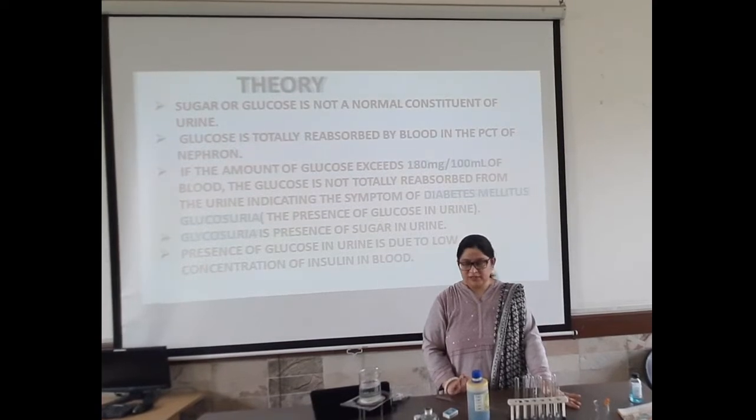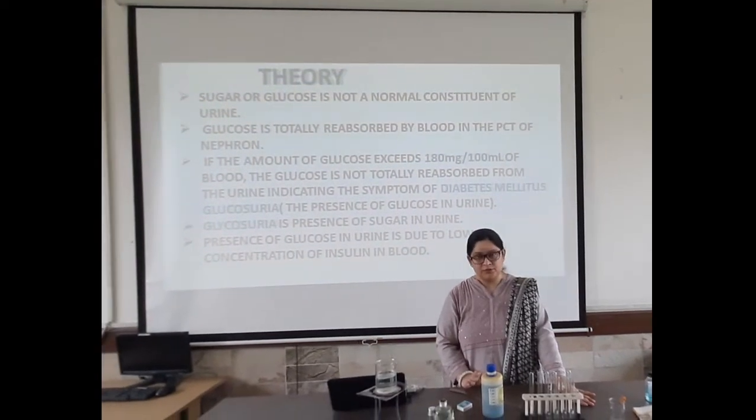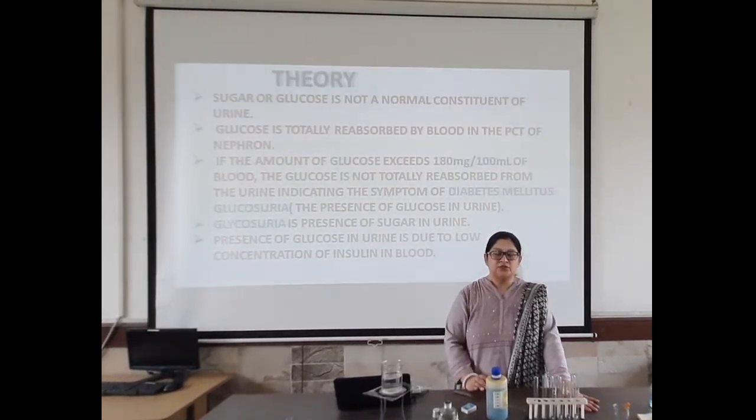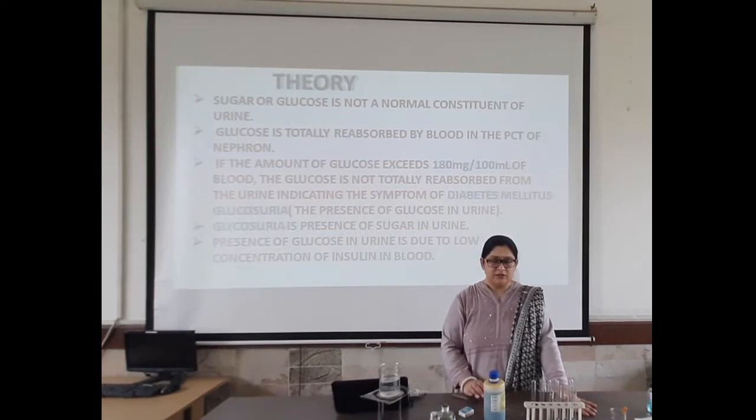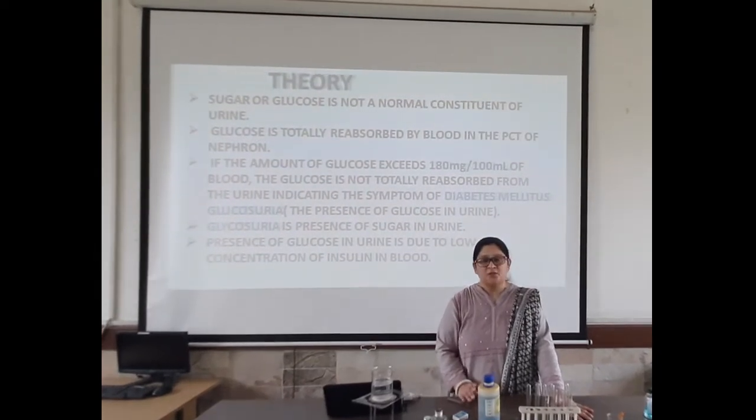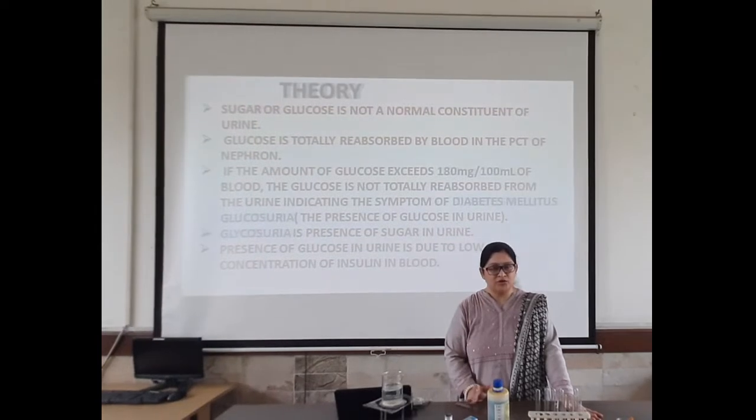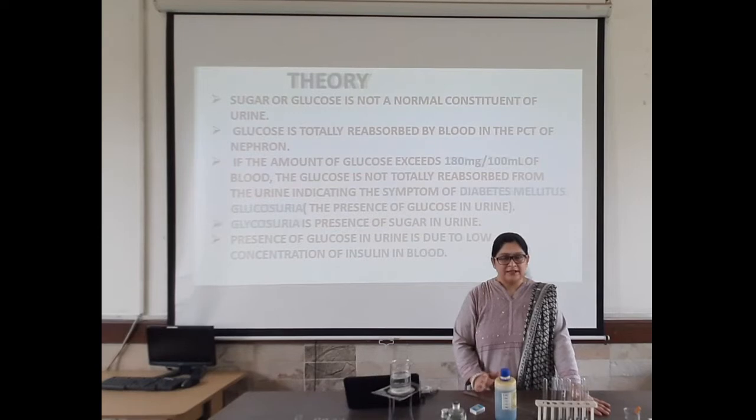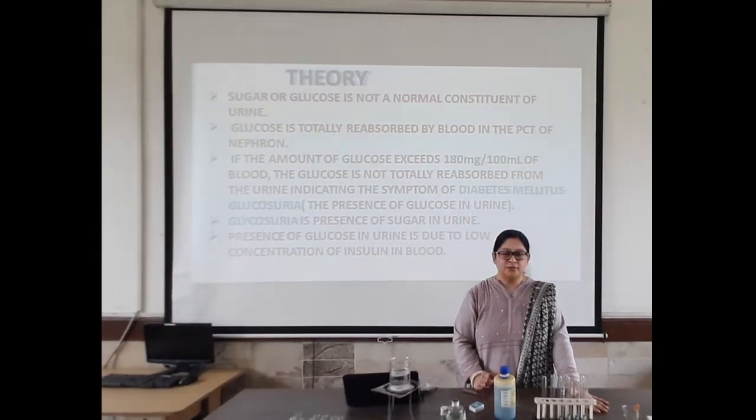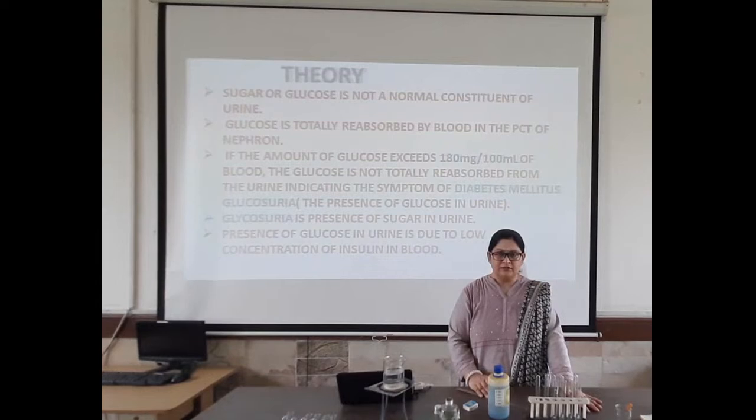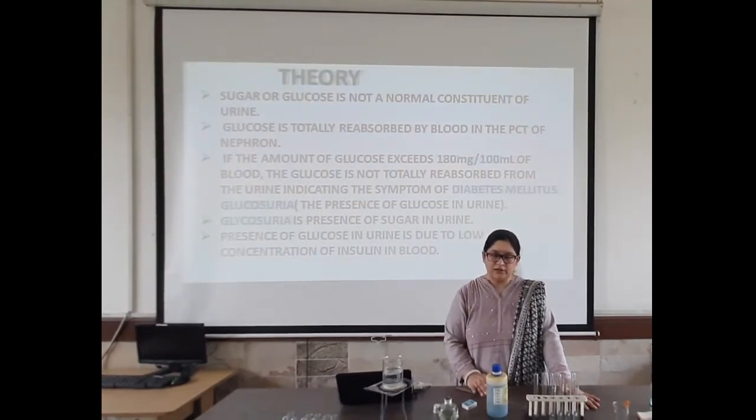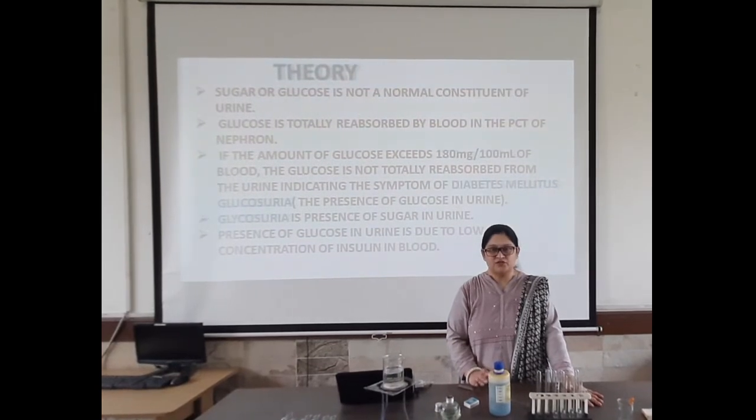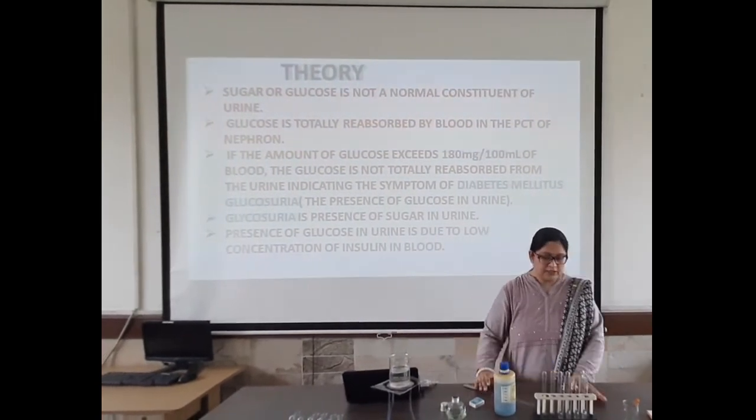test the presence of sugar in the urine sample, because in normal physiological conditions 0% sugar is present in our urine. But because of some physiological conditions, maybe due to pregnancy, maybe due to some thyroid problem, and in case of diabetes mellitus, when there is less concentration of insulin in our blood, resulting in a high level of sugar in blood, we can see some percentage of sugar in the urine. So let us start with the experiment.